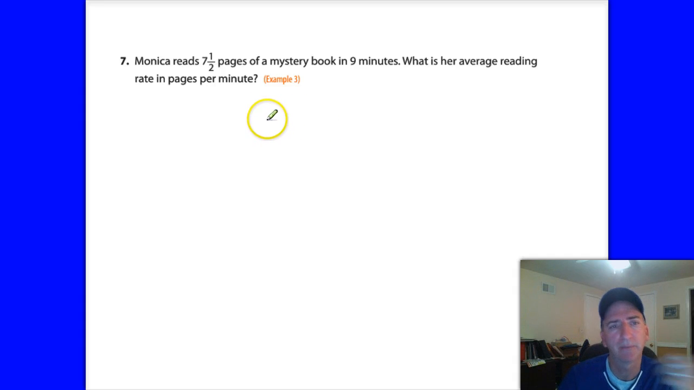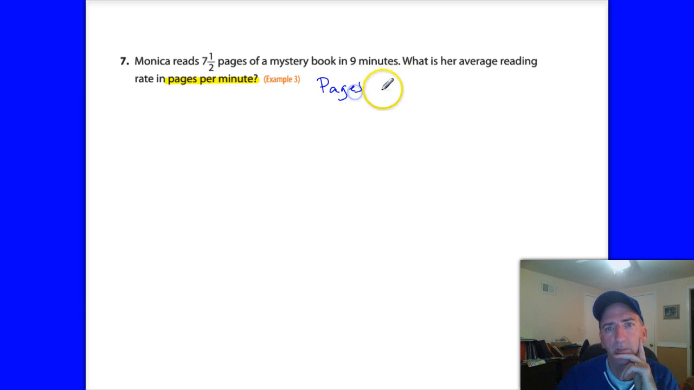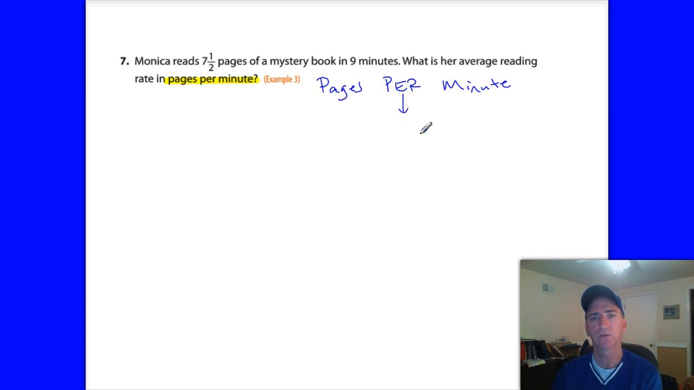Here's a nice simple application for us. We have Monica who reads 7.5 pages of a mystery book in 9 minutes. It says, what is her average reading rate in pages per minute? Okay, that's important language for this unit. Pages per minute. Now the word per we talked about when we introduced ratios. You're finding a unit rate here. You want to know how much does she read in 1 minute. That was unit rate, which we probably did yesterday in class.